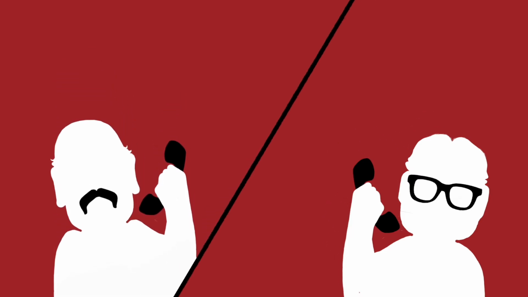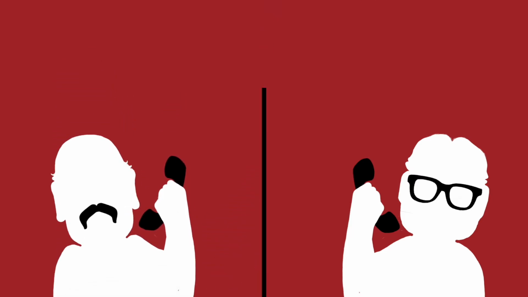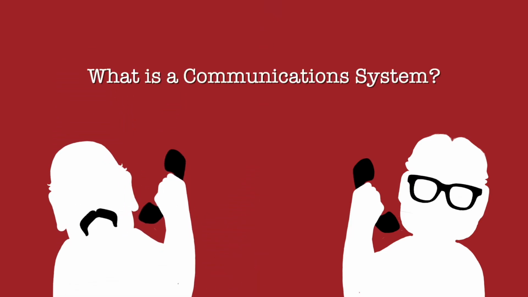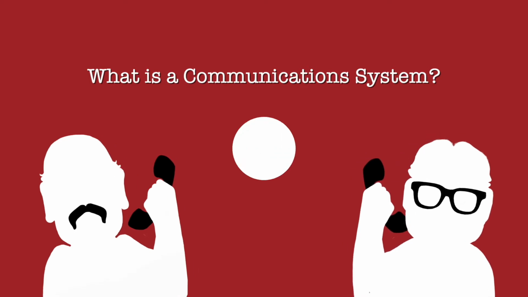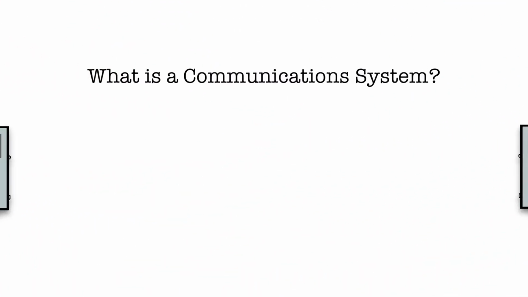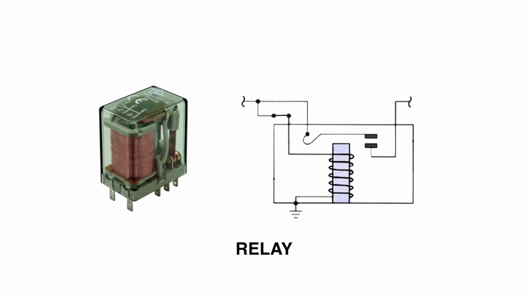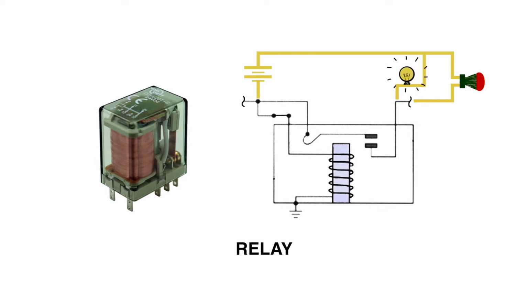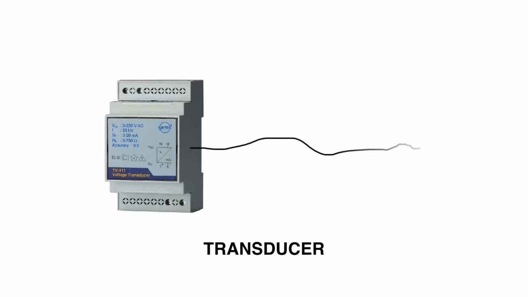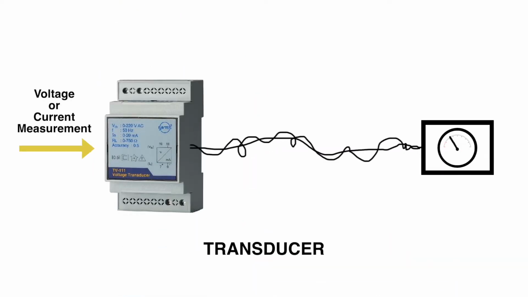Hi, Art. Hey, Bob. First and foremost, could you first explain what is a communication system? A communication system, in its simplest form, is just a connection or a means by which two pieces of equipment share data. Back in the day, these would be something like a relay that operates and closes based on an alarm condition, or a transducer that generates a current proportional to a measured parameter.